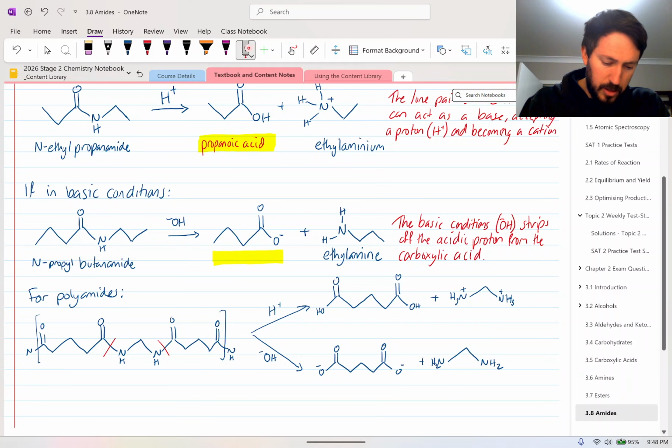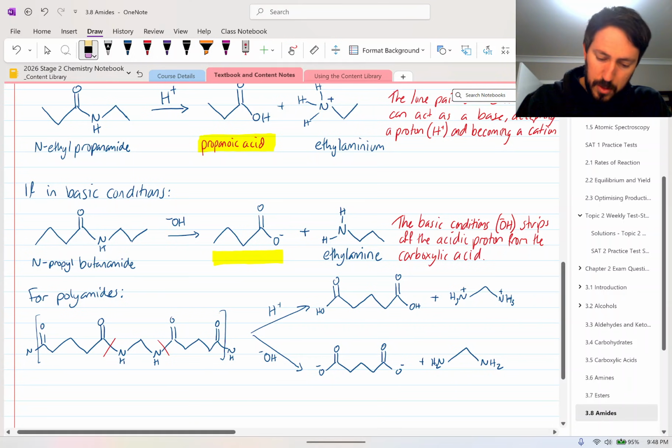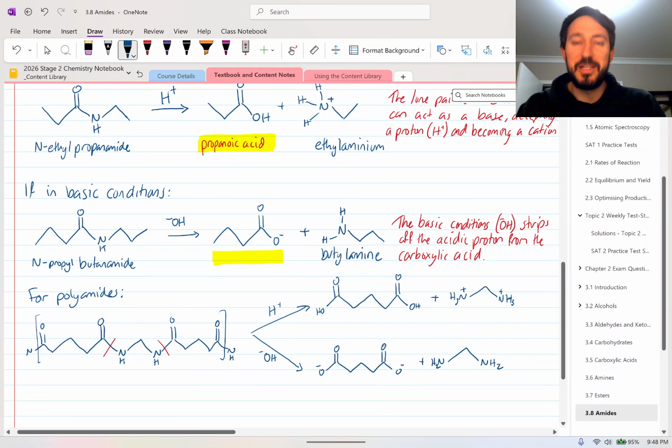Actually, this is not ethyl, I don't know why I called it ethylamine. It's actually butylamine. Oops, just dropped the pen. Cool, let's fix that up right now while we're here. Yeah, butylamine. So we have our 3 carbons, not our 2.